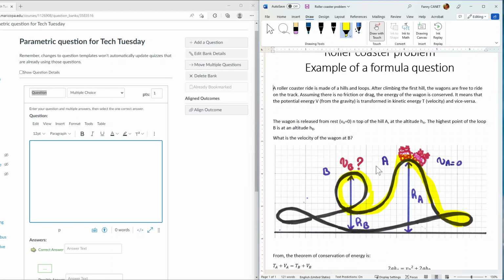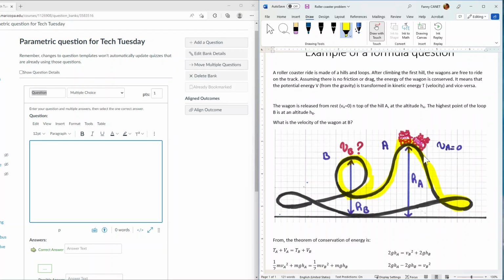So what does that mean? It means that there's no external energy. The only energy there, if we consider that there is no friction and no drag, is the potential energy from the altitude of the wagon and the weight, and the kinetic energy from the velocity. In other words, when the altitude of the wagon is very high, the velocity will be low, and when the wagon is low, the velocity will be high.